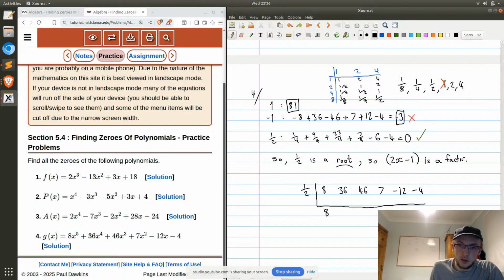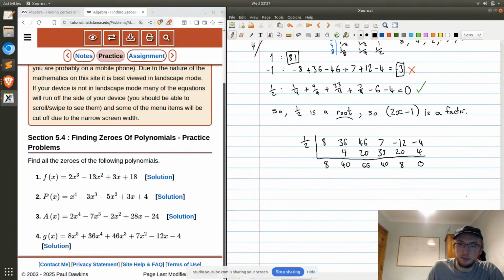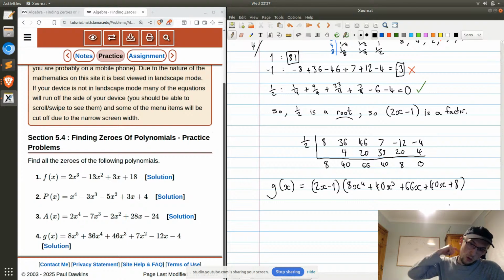So here we go. So 8, and then half times 8 is 4, and add them. And a half times 40 is 20, and add them. That, and a half times 66 is 33, and add them. And a half times 40 is 20, and add them. And a half times 8 is 4, and add them, and we get 0, so that is good. So now g of x can be written as this. Or so I believe.